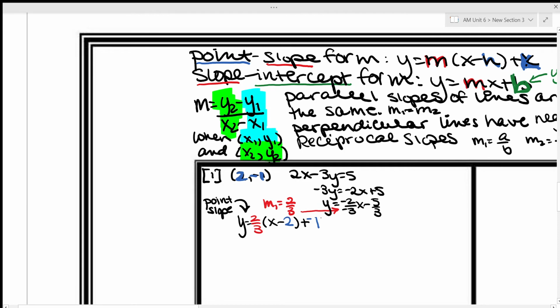Okay, and then all I'm going to do to get slope intercept form is distribute that 2 over 3. Two times 2 is 4, so negative 4 over 3, and I'm subtracting 1. Okay, and then I would say 4 over 3 minus 1 isn't 1 3 over 3. You guys okay with that? Okay, so if that's 3 over 3, then isn't that negative 7 over 3? Do I need to show my work, or do you guys kind of see what I did?